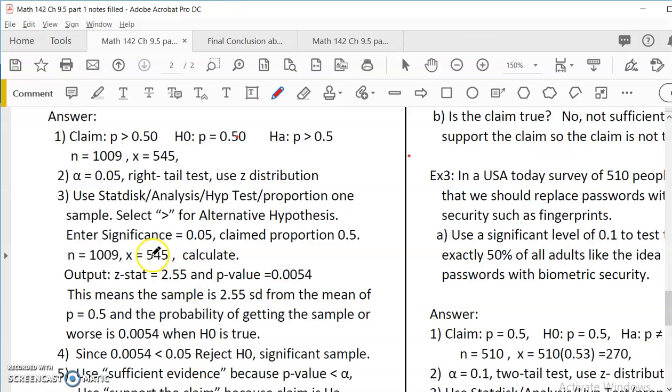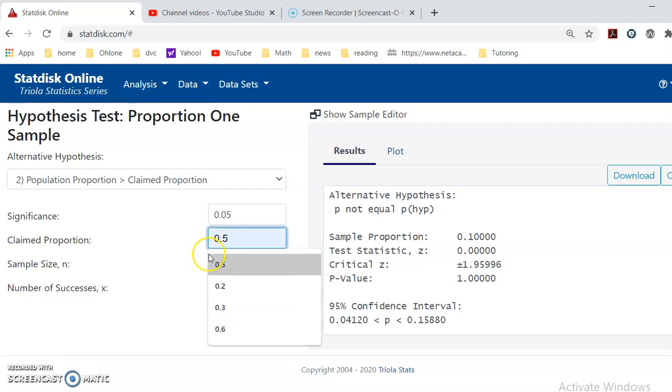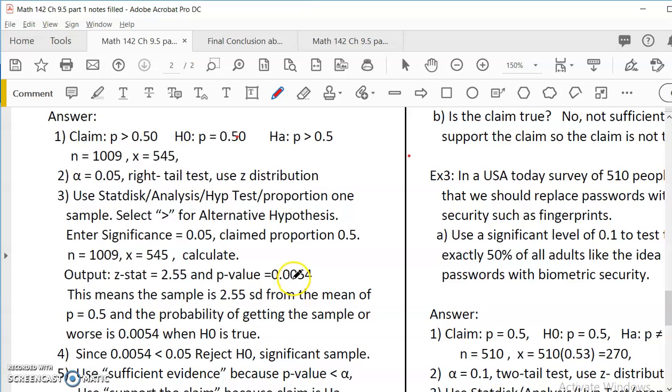What was the number? X is 545. Oh, the claim proportion is greater than what? Greater than 0.5. This is a little difficult. It would be easier if the box were here, but they say population proportion greater than 0.5, and it's 545 for X. After you fill everything, you evaluate. Then you read off Z is 2.55, p-value is 0.00539. You round it to 0.0054.